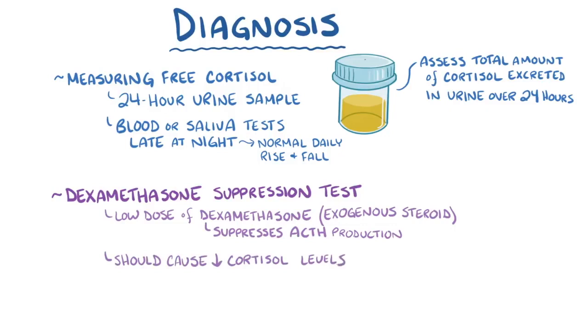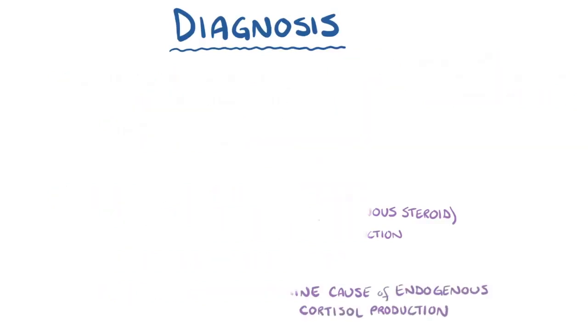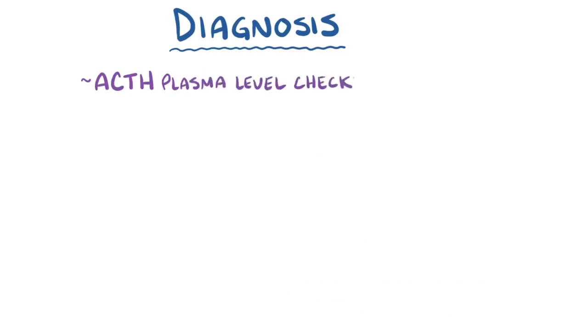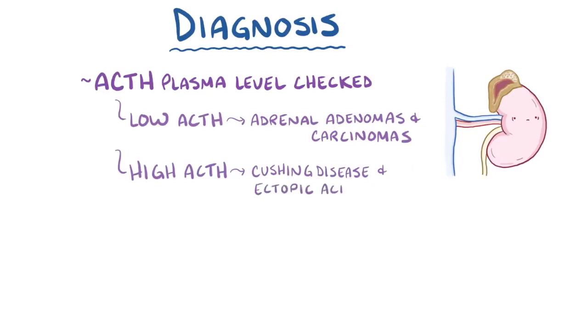then the serum cortisol levels should remain unchanged. If that test is positive, the next step is to determine the exact cause of endogenous cortisol production. And ACTH plasma levels can be checked. Low ACTH levels can be seen in adrenal adenomas and carcinomas, whereas high ACTH levels can be seen in Cushing disease and ectopic ACTH production.